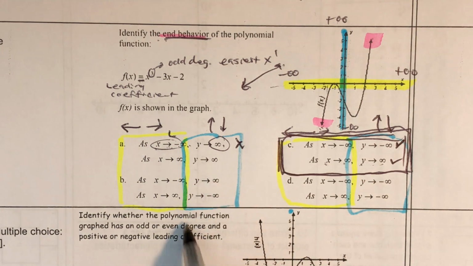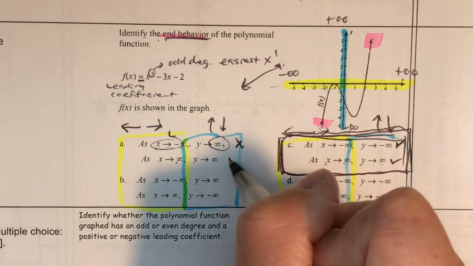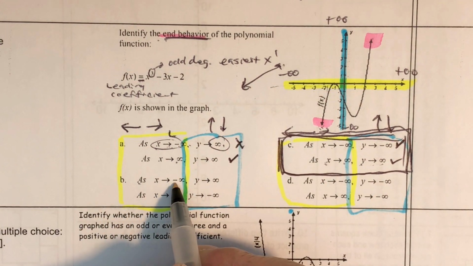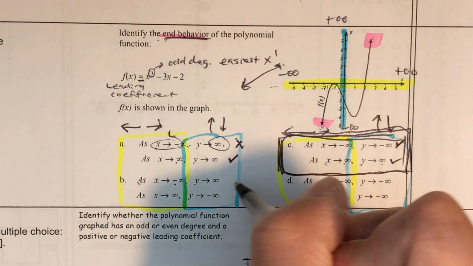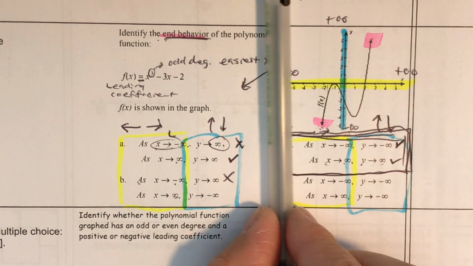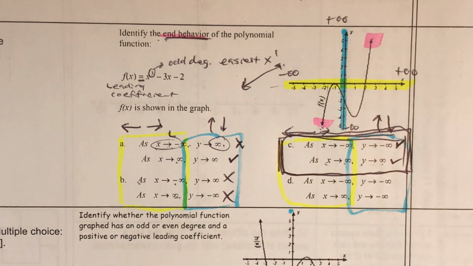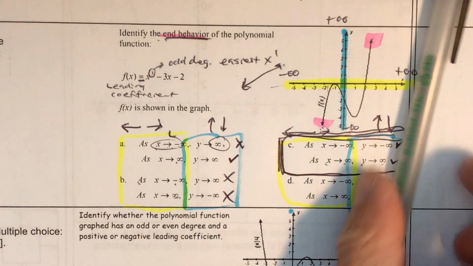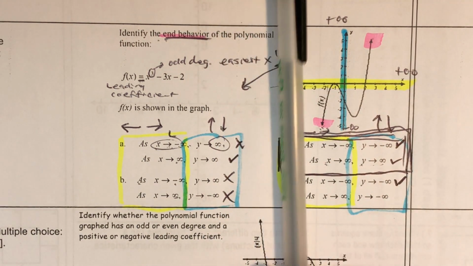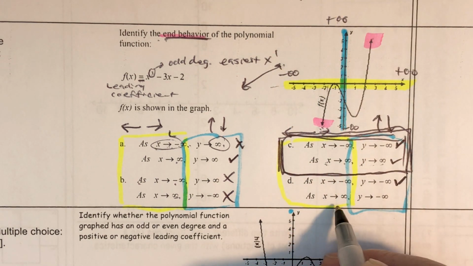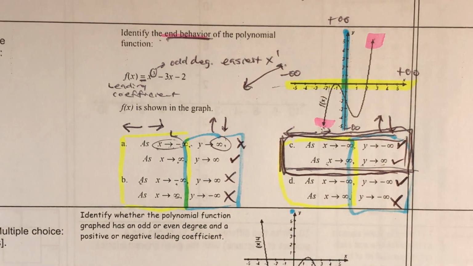Let's show why the rest of these are wrong. As x approaches towards the right, the graph is going up. So that one's correct. As the graph goes towards the left, this is saying the graph is going up. That's wrong. As you go towards the right, it's going down. That would be totally wrong. Graph goes towards the left, goes down. Correct. And as x approaches infinity, to the right, it goes down. That's wrong. So C is your correct answer.